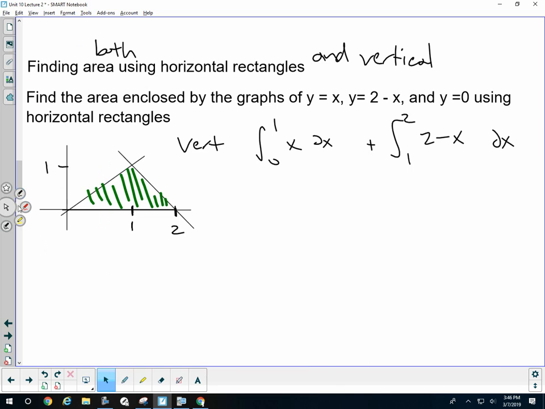Now, flip-flop things. Put it on its side. And give me the equivalent using horizontal rectangles. Right minus left.